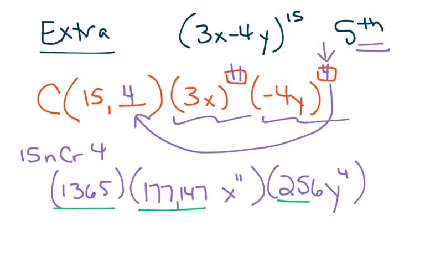Now I can multiply these numbers together. So 1365 times 177,147, and then times 256 is so big on my calculator, I ended up with scientific notation. So I suspect the one on the test will not be scientific notation. So I got 6.19 times 10 to the 10th. Remember, E is not really E, it's times 10. x to the 11th, y to the fourth.